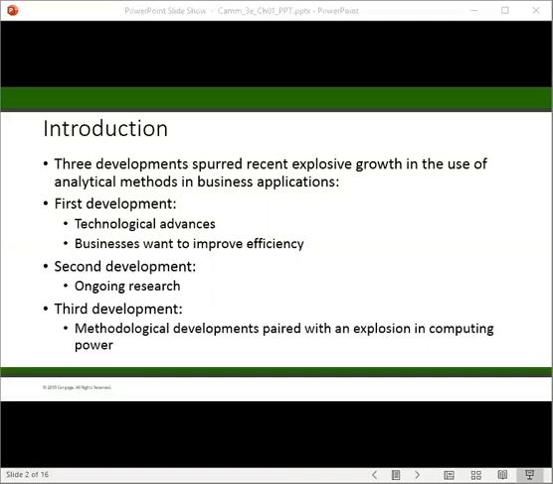The third development is the improvement in methods when paired with an explosion in computing power and storage capability that we've seen in the last 20 years. Better computing hardware, parallel computing, and cloud computing have enabled businesses to solve big problems faster and more accurately than before.